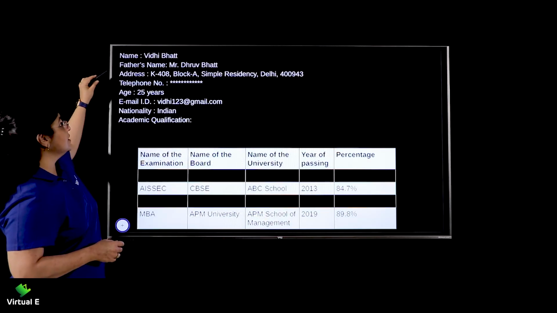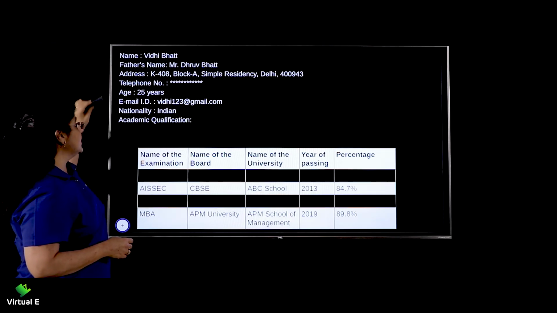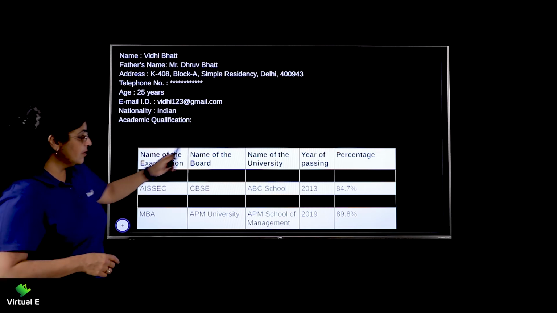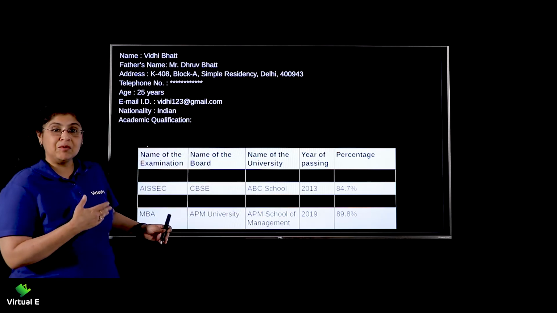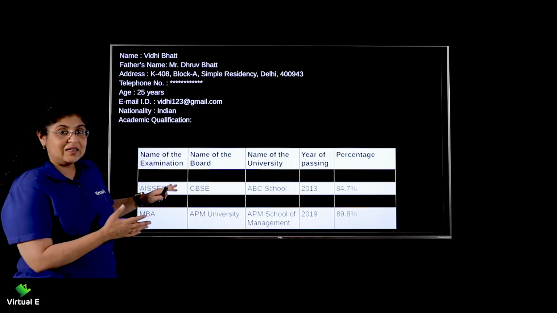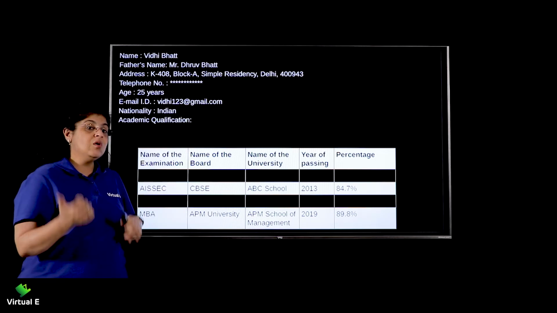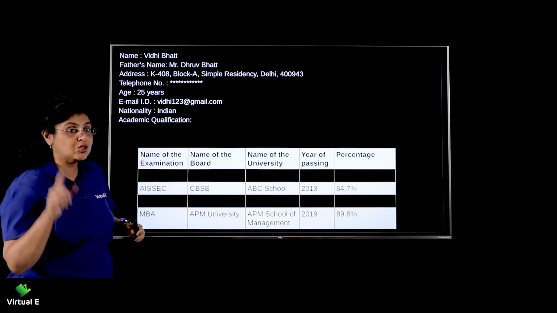So, name, father's name, address, telephone number, age, email, nationality, and your academic qualification. You see, we have filled in all the details. Remember, they said you had the APM University and so on. Whatever detail is given to you in the question, please use it without fail. Don't enter your personal details if information has been given to you.